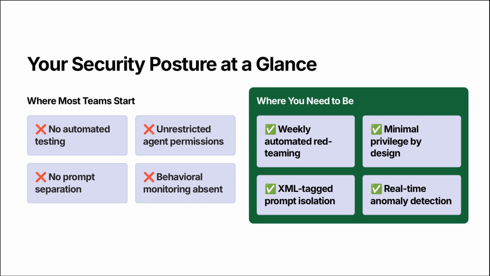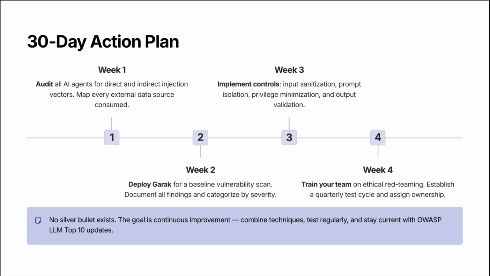You want weekly automated red teaming to catch weaknesses early. You want minimal privilege by design so agents only have access to what they truly need. You want XML tag prompt isolation to clearly separate trusted instructions from untrusted content. And you want real-time anomaly detection so unusual behavior can be identified as it happens. The key message here is simple. Move from reactive security to built-in security, where testing, isolation, least privilege, and monitoring are part of the system from the start. This 30-day action plan turns strategy into execution.